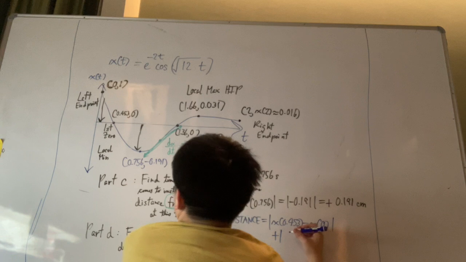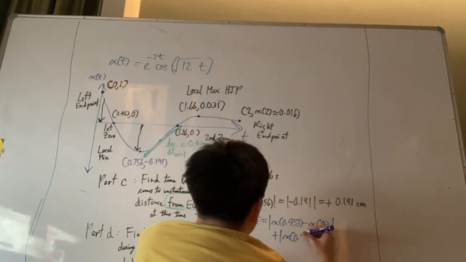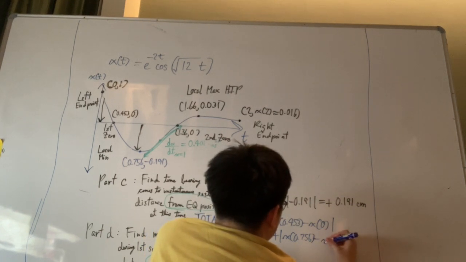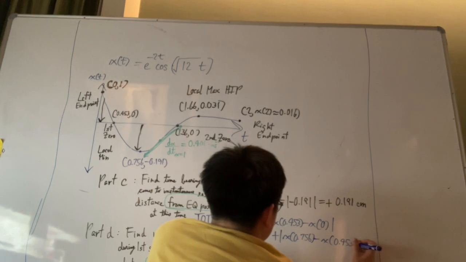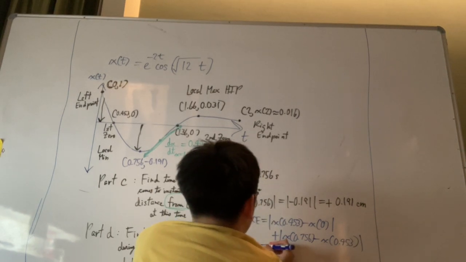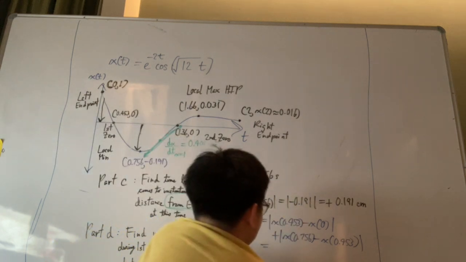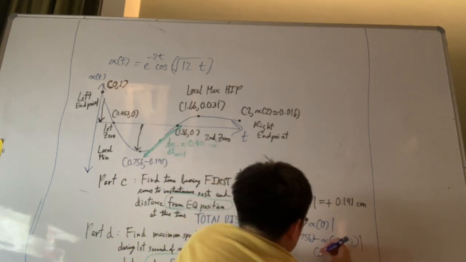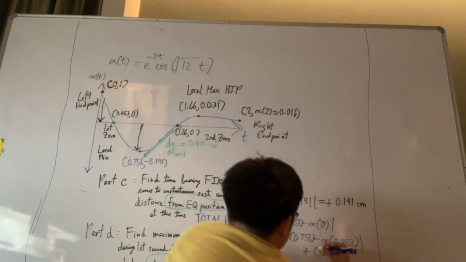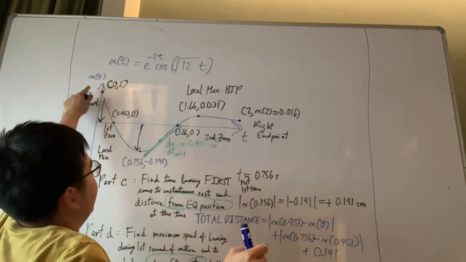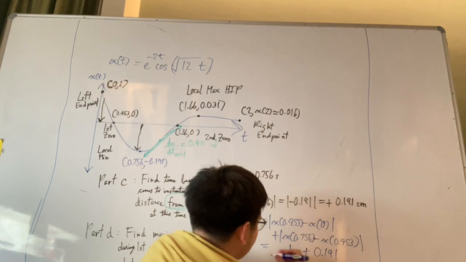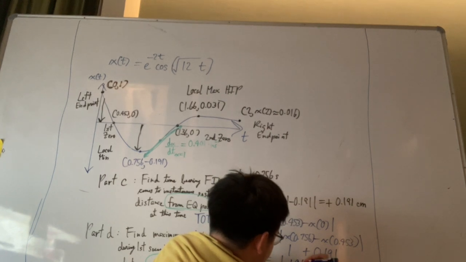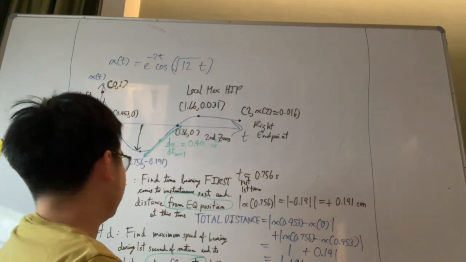Plus the absolute value of x of 0.756 minus x of 0.453. And we have part of that already. So this part over here is the 0.191. But then it's being added with the length from here to there, which is essentially just going to be 1. So then the total distance traveled would be 1.191 centimeters. Okay.